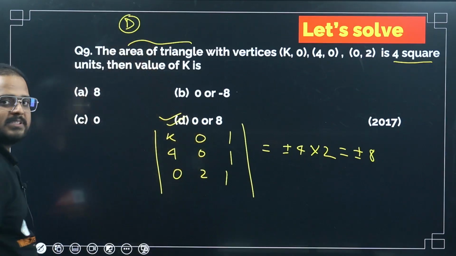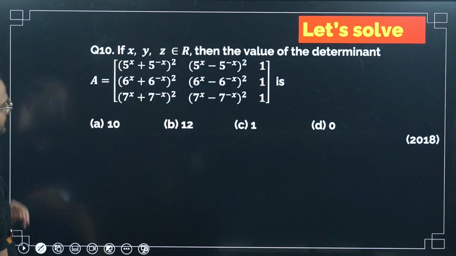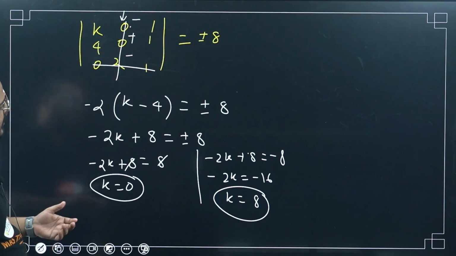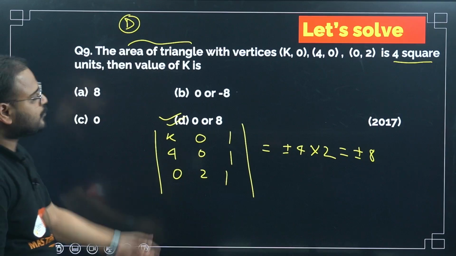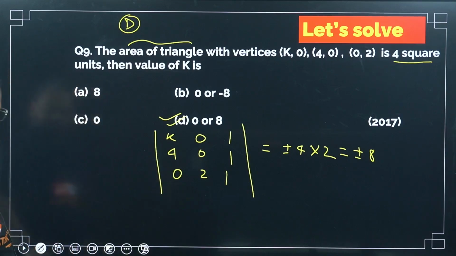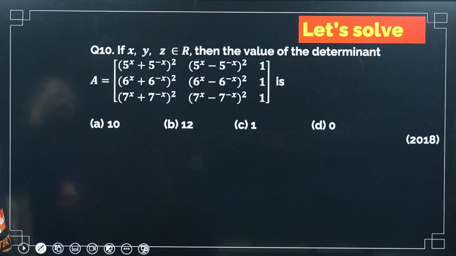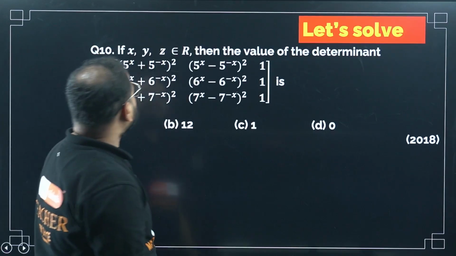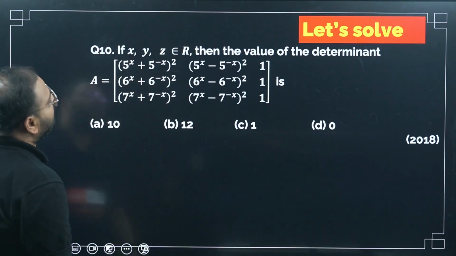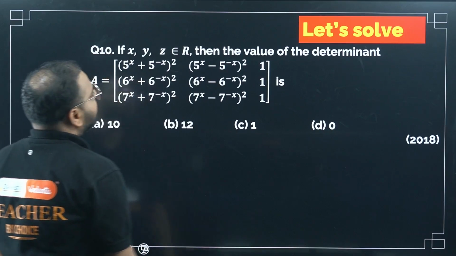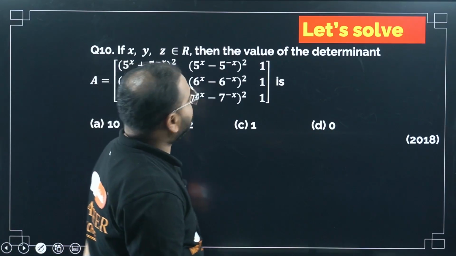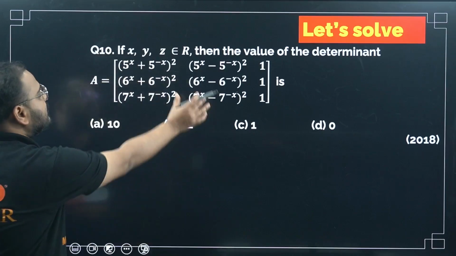Simple enough? Yes? You can see this, right? The first thing was to find the determinant value, and from there we got the k value for both conditions as 0, 8. Okay, the 10th problem: if x, y, z belong to the real numbers, then find the value of the determinant. You have to find this determinant value.